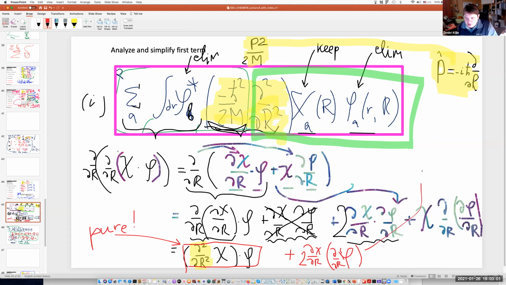I'll probably write it with my ugly handwriting. Kinetic. Zero temperature, nuclei don't move, electronic wave function doesn't respond to nuclear motion. Doesn't change. Do I need to improve my English?